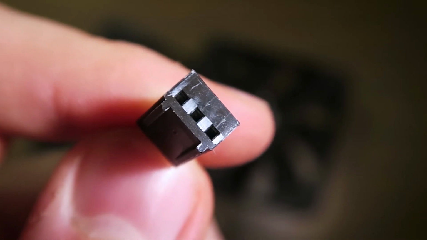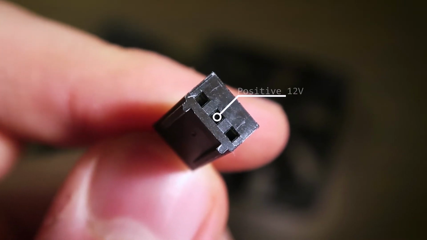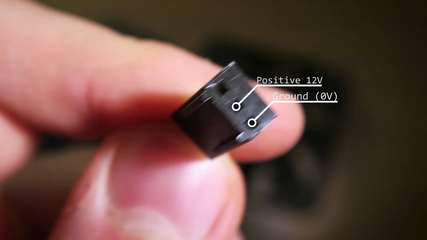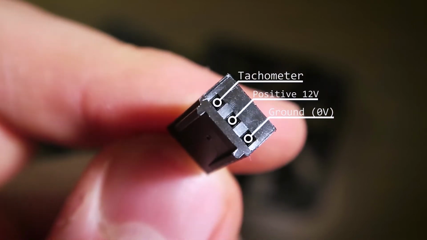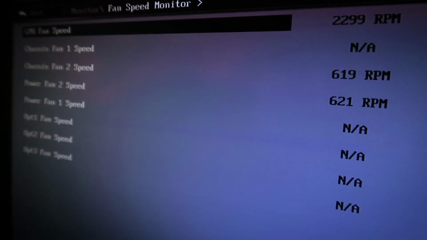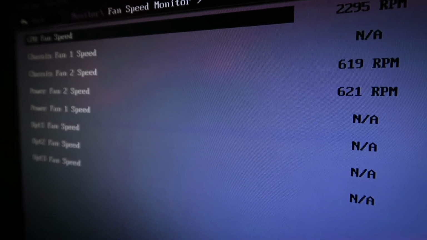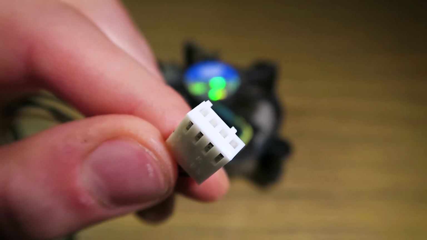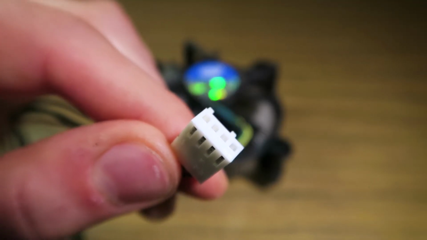Fans usually have a 3-pin connector. The middle pin is positive, ground is on one side, and on the other side is a tachometer output. The tachometer outputs a number of pulses per fan revolution, which the computer uses to determine the fan speed. Some fans use a 4-pin connector, with the extra pin being used to digitally control the fan speed.